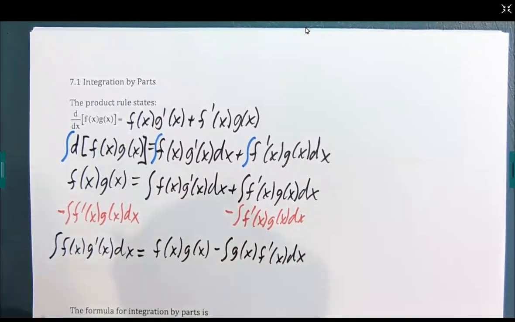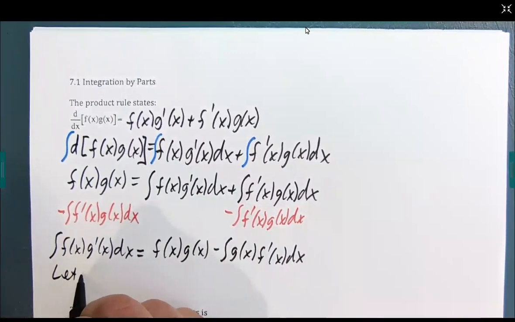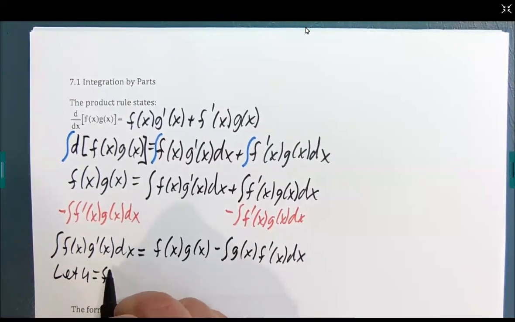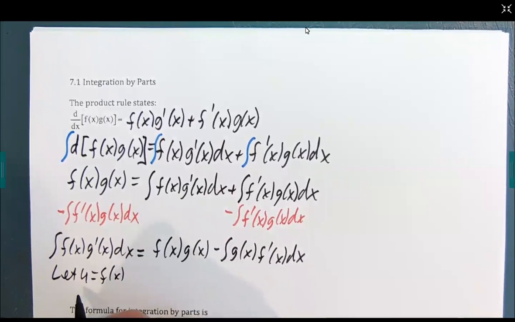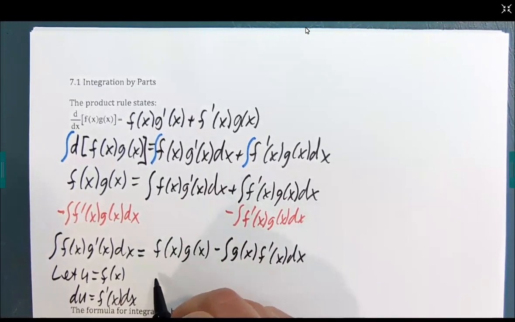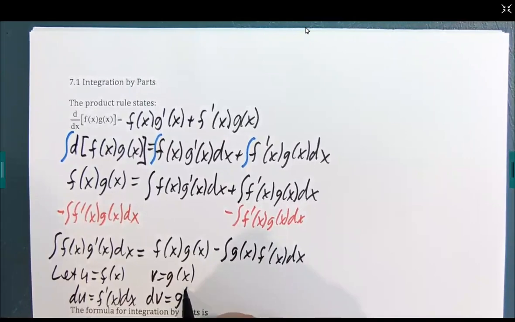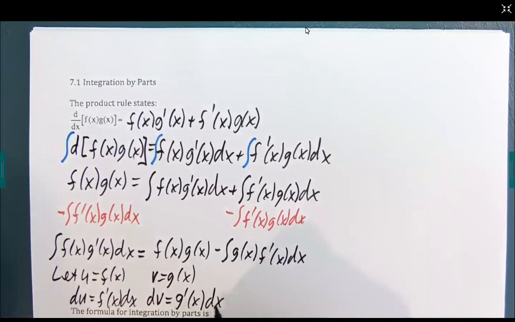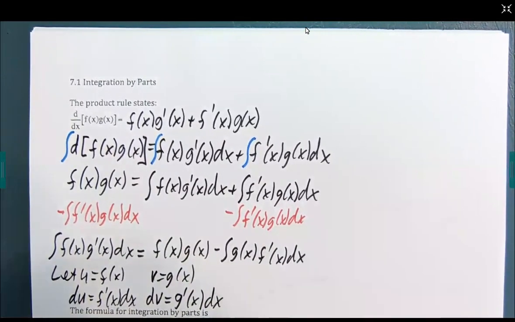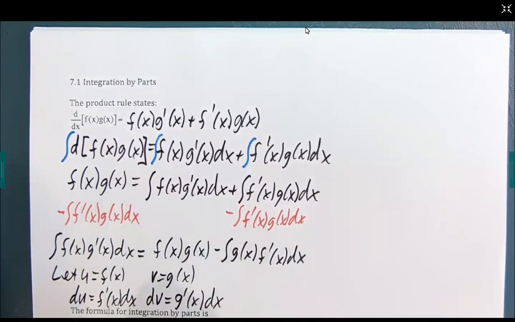And then we're going to let u be f of x. du is going to be f prime of x dx. We're going to let v be g of x, and dv is going to be g prime of x dx. And when we substitute all of that into here, we end up with our formula that looks like this.